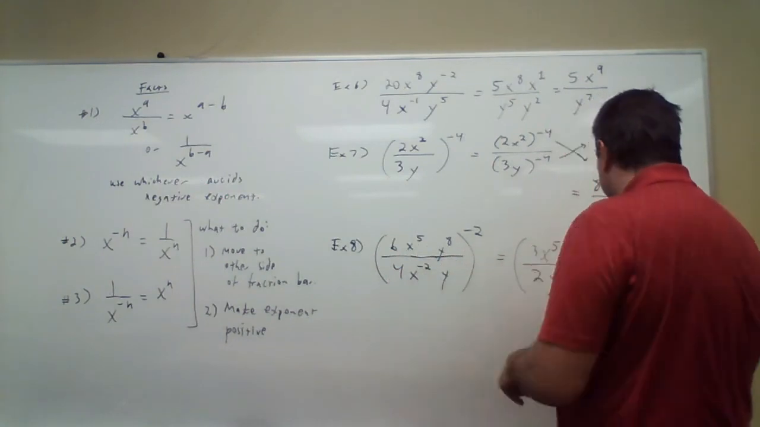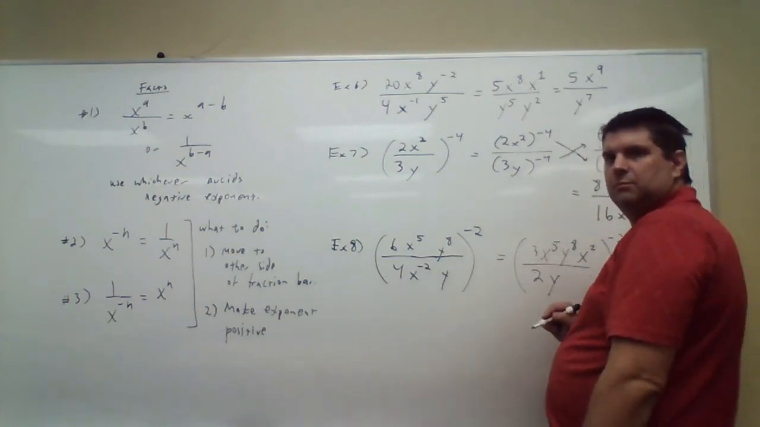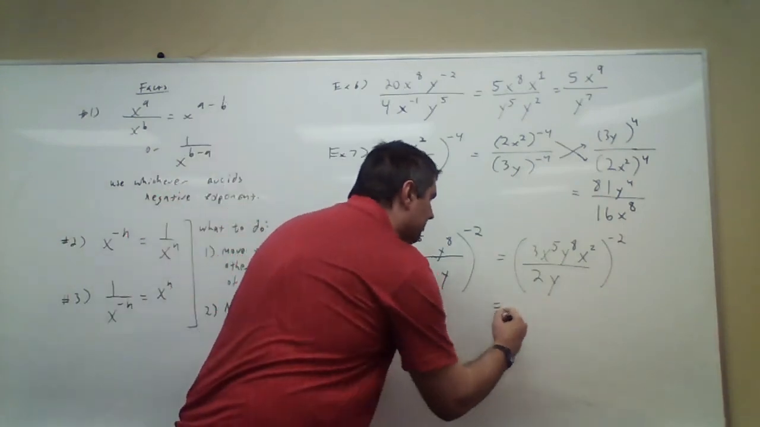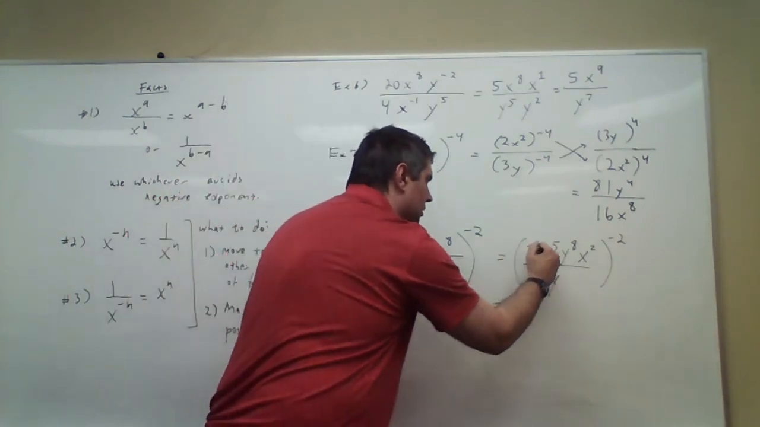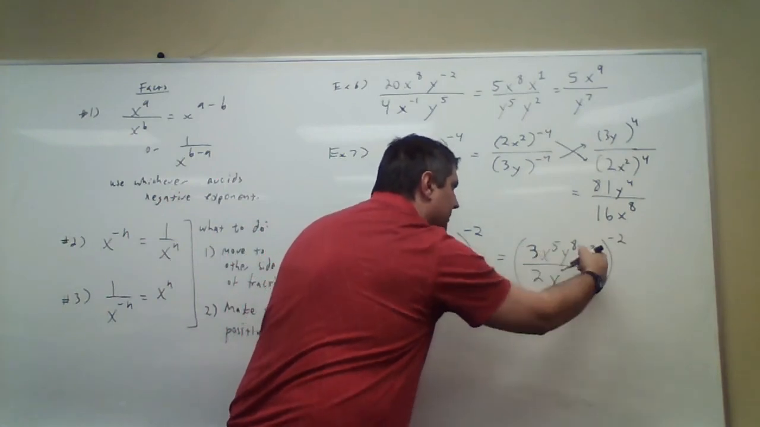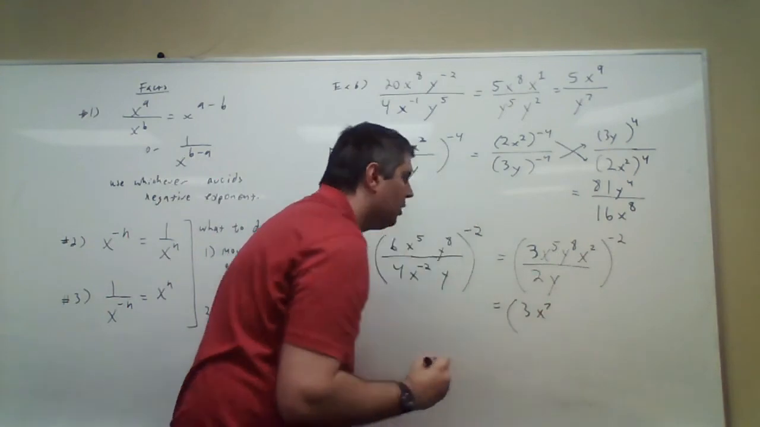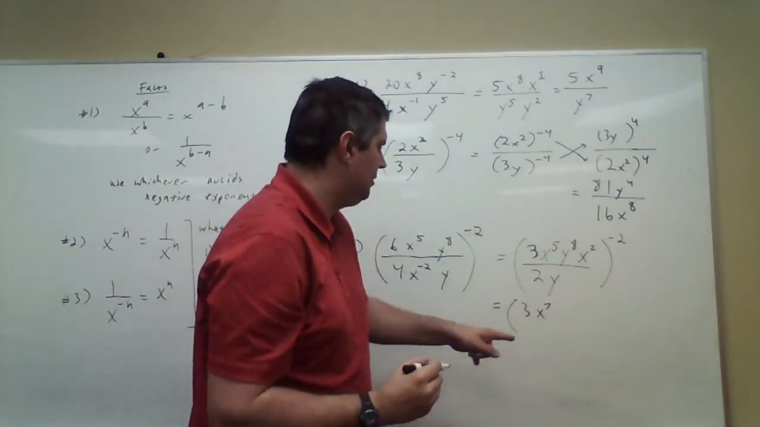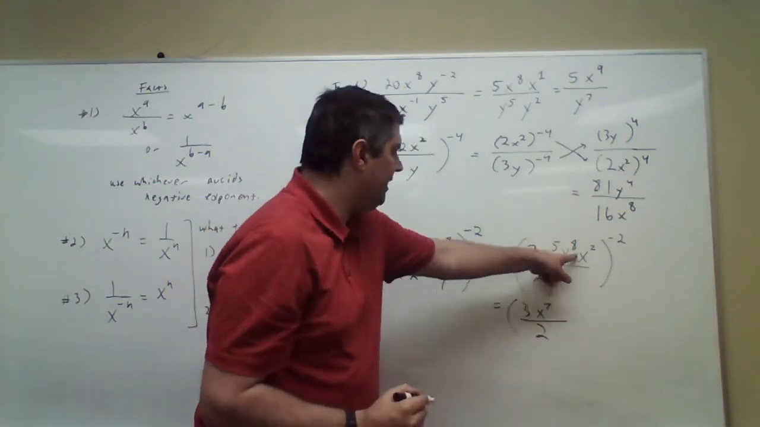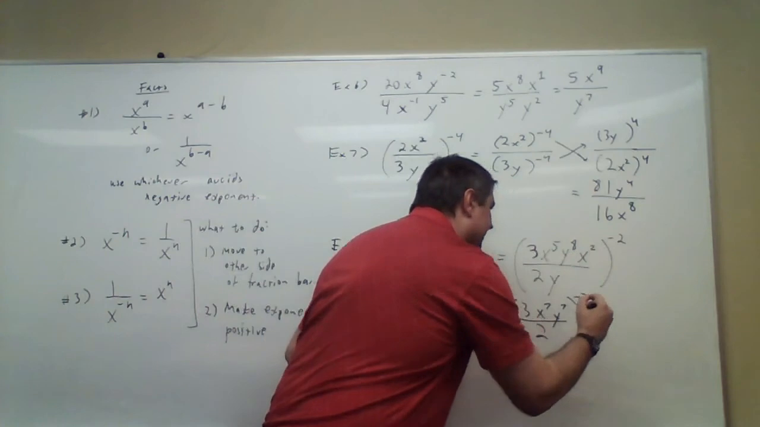X squared goes to the top. And this is still going to be the negative second power. Okay? And now we'll continue to simplify the fraction. So this will become 3. X to the fifth times x squared is x to the 7th. And then the 2 goes nowhere. Okay? Y to the 8th divided by y is also y to the 7th. This is going to be to the negative second.